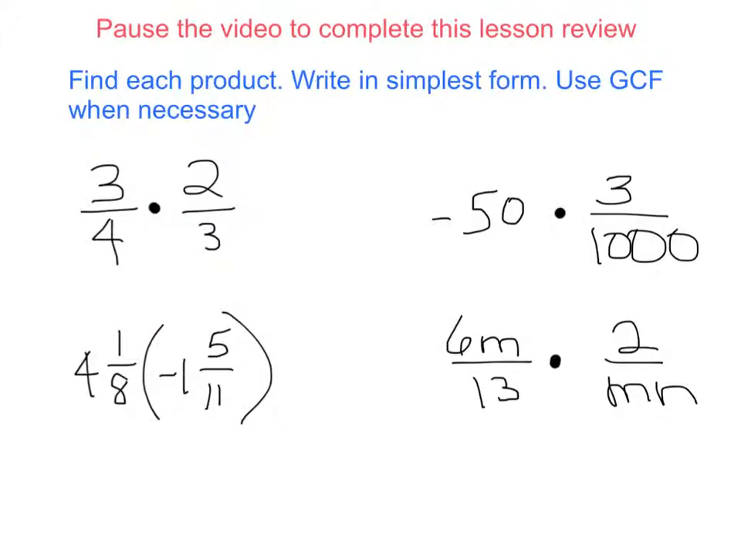Pause the video to complete the lesson review. Find each product, write it in simplest form. I do want you to use the greatest common factor when it's available. So when there is a greatest common factor between a numerator and a denominator, please use that so you can get some practice, and make sure you show me this lesson review for verification. If you had any trouble on any of the examples previously in the video, please make sure you star them or circle them and ask me about them when you come for your verification.